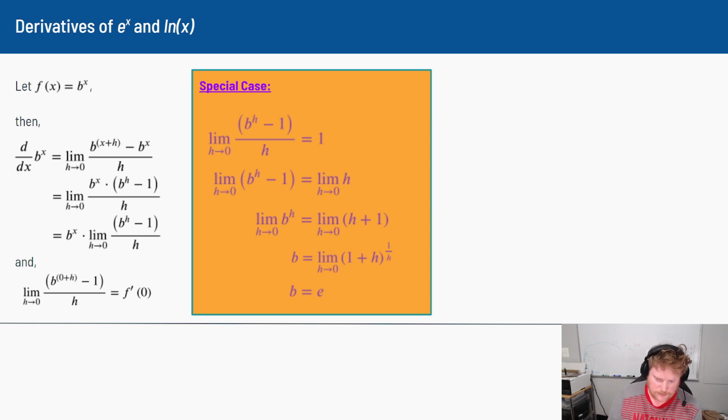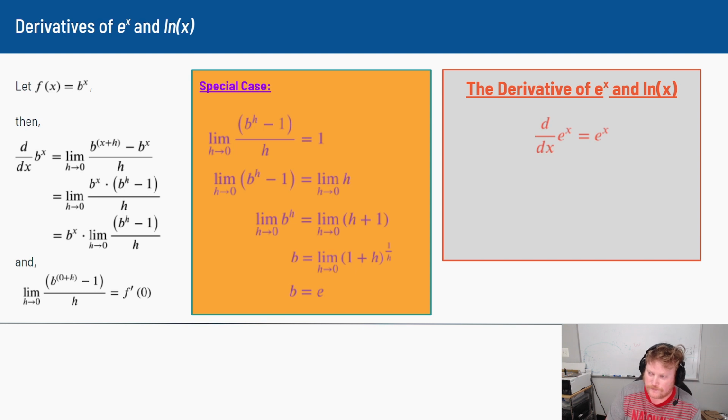So what we get here is that the exponential function b to the x, whose derivative is itself times 1, is the exponential function where the base is e. Okay? So the derivative of e to the x is just itself. And that's one of the characteristics of the function e to the x that makes it such a powerful function for higher level mathematics, especially in differential equations.